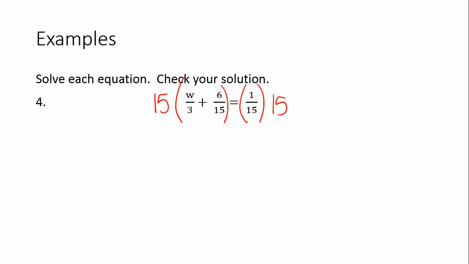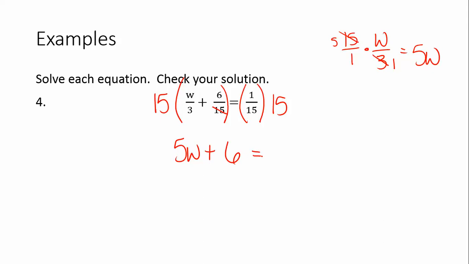Where you have to be careful is with this first one, because the 15 is not going to cancel the 3 completely, it's just going to reduce. We're not just left with w. So you could do some side work. 15 over 1 times w over 3 gives me, I cross cancel, it's going to give me 5w. So 5w plus, these 15s will cancel, and you're going to just be left with 6. Then over here, the 15s cancel, and you're just left with 1.